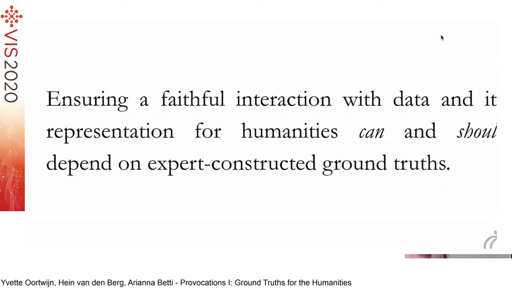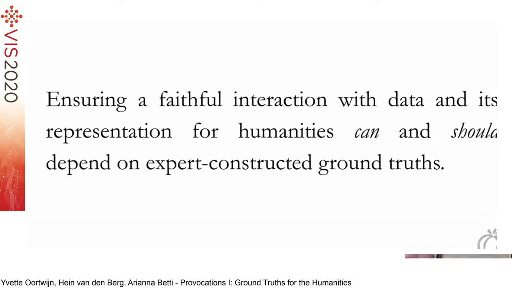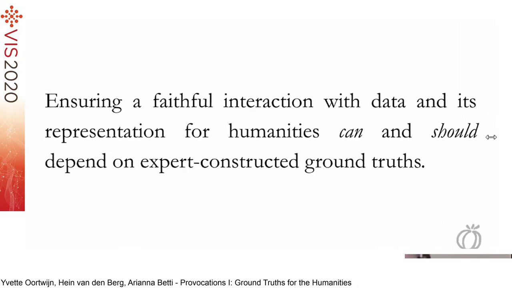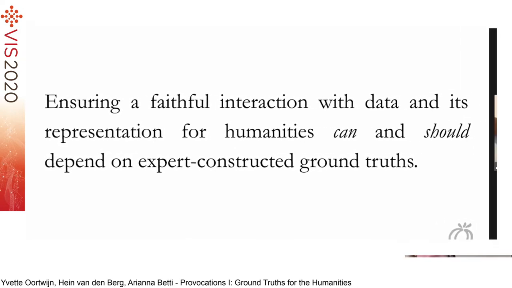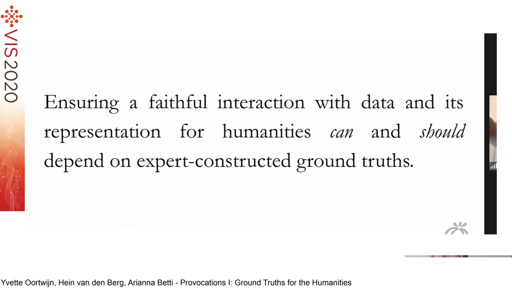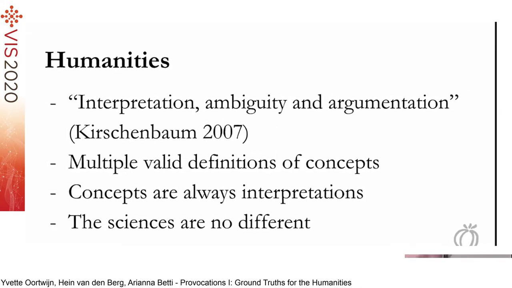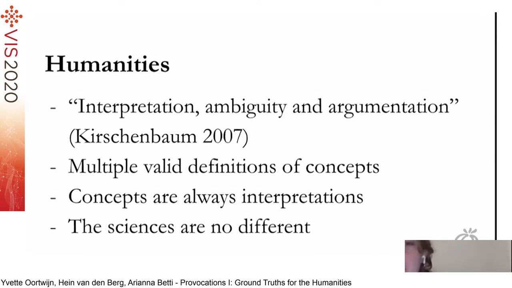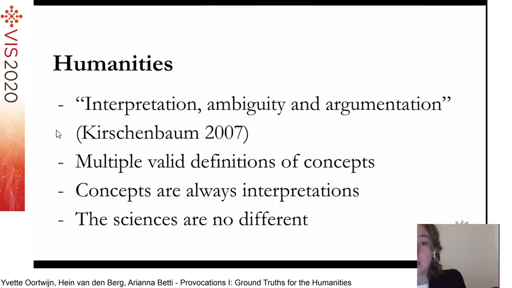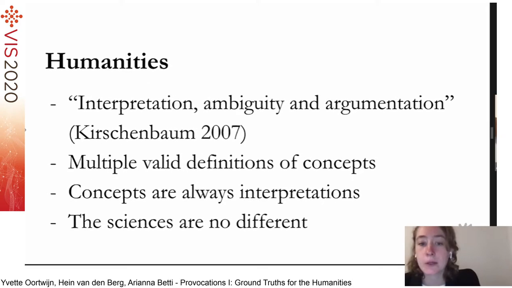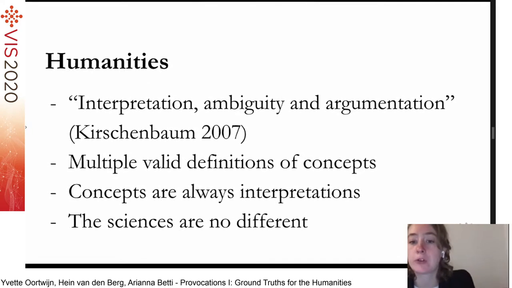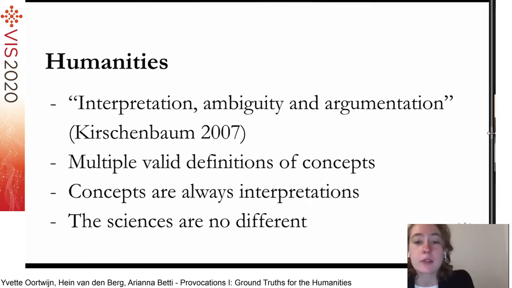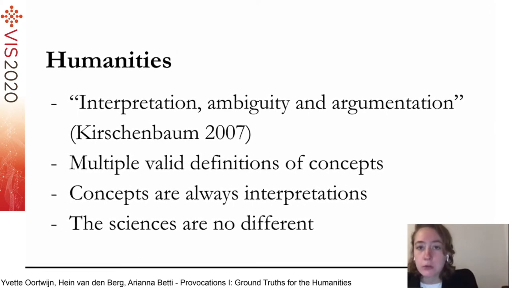Okay, our statement is that ensuring a faithful interaction with data and its representation for humanities can and should depend on expert-constructed ground truths. We know that comparison to a ground truth is key to be sure we're representing data faithfully. Now, in the humanities, according to some, ground truths are as good as impossible. And true, humanities is concerned with interpretation, ambiguity, and argumentation. And it is also true that we find in the humanities multiple valid definitions of concepts.